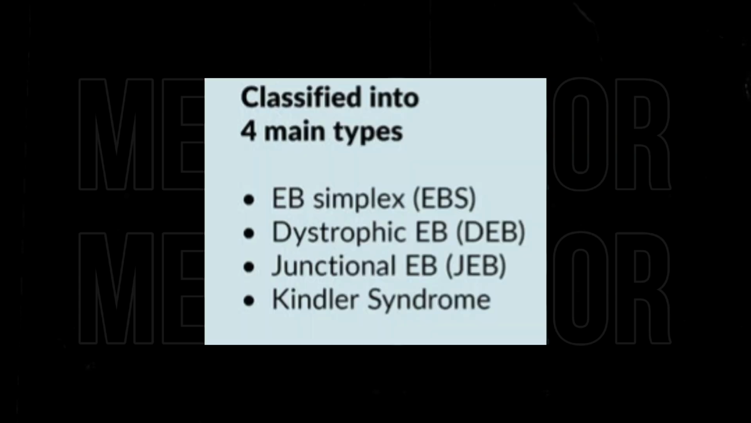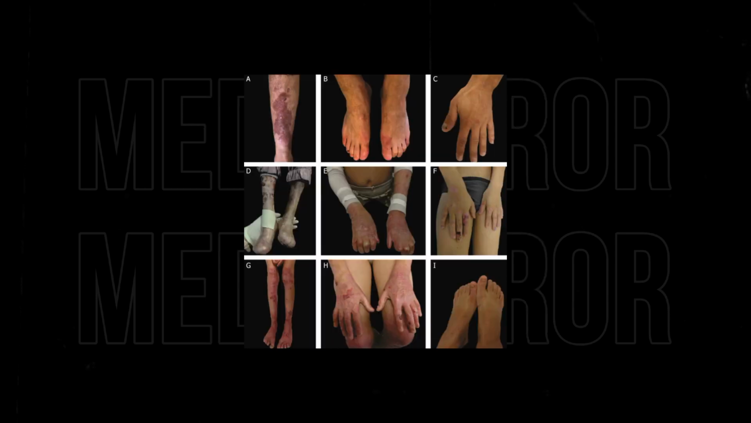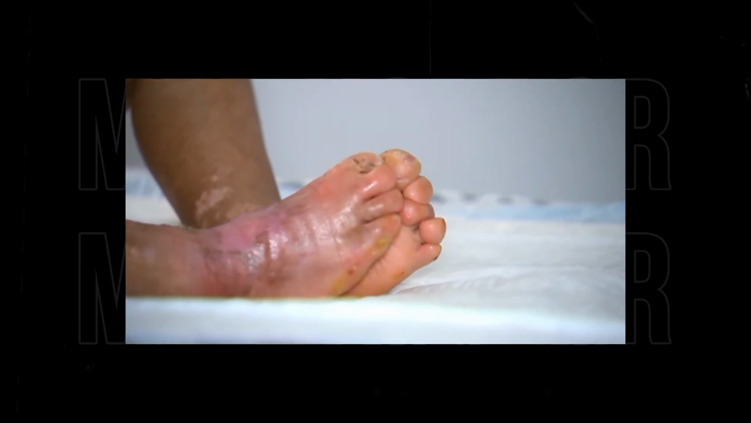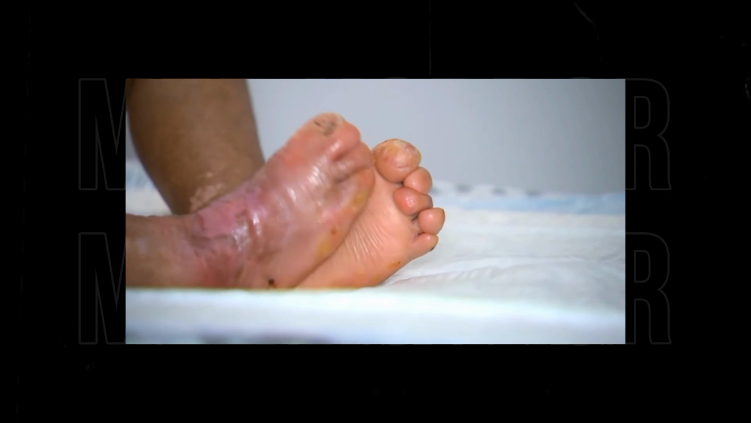EB has four primary subtypes: EB simplex or EBS. EBS is the most common form of EB, and it can range from mild, not very painful, to severe, very painful. Blisters develop in the top layer of the skin, the epidermis. The blisters rarely scar after they have healed.